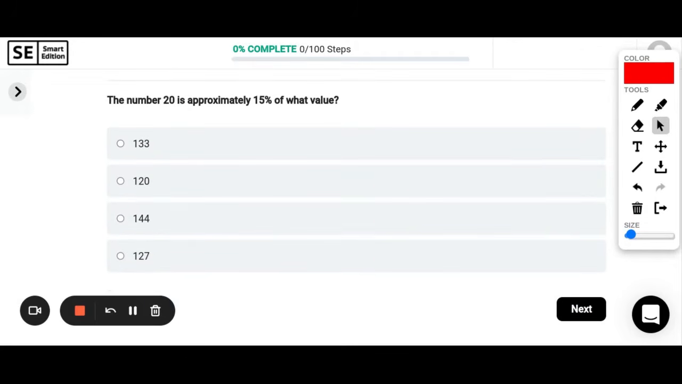Okay, next question. The number 20 is approximately 15% of what value? Okay, so we have another percent question here. I'm going to, again, set it up as a proportion and then show you how we could maybe find a little bit of simpler way to do it. But in this case, our part is 20, and the whole, again, is what we're trying to find. What value? Well, we don't know, so I'm going to call it x. That needs to equal 15 out of 100.